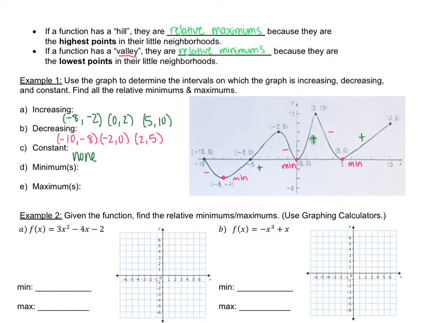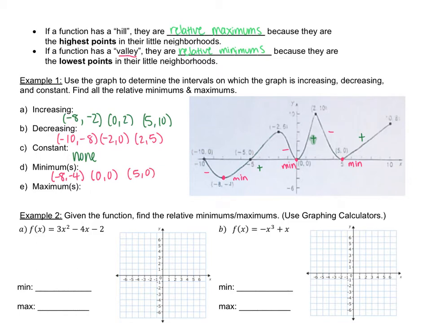So I'm going to write the coordinates. When you're writing minimums, you want to write the coordinates. So we have a minimum at negative 8, negative 4. We have one at 0, 0, and we have one at 5, 0. And there we go. We have all our minimums.